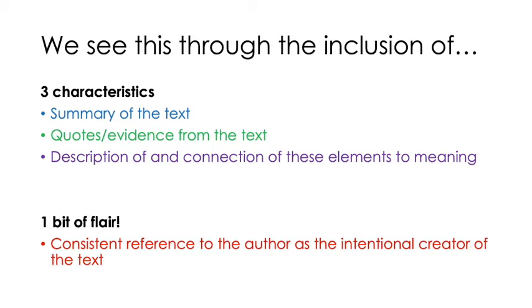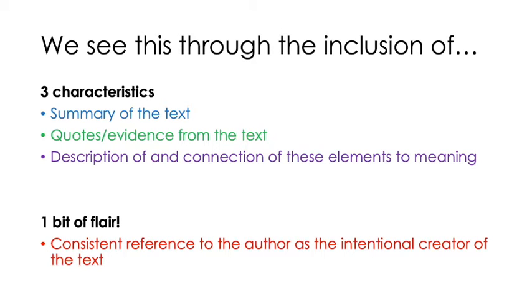Quotes and evidence are really vital when it comes to the SACE. So including quotes within and integrating it into your writing is a really important step. The last point, which is purple, is about description of and connection of these elements to meaning. So it's really important that we don't just get into this habit of talking about what happened in the text. That's simply a summary. Even if we use quotes to back it up, we're still not telling anyone anything that they didn't already know from reading the book. But the description and elements in relationship to meaning is where our insight and ideas come from.